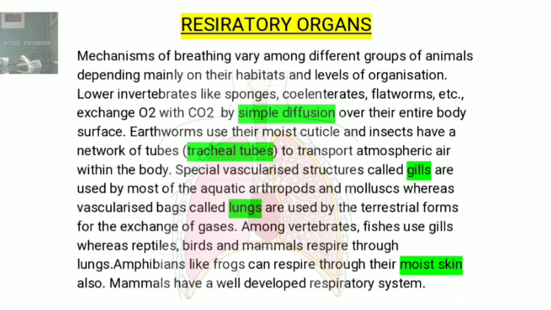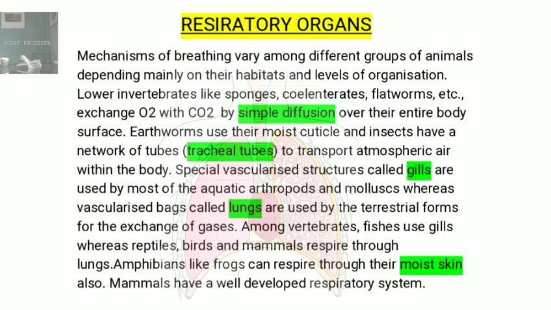Earthworms use their moist cuticle, because the earthworm lacks specialized breathing devices. Therefore, in earthworms, respiratory exchange occurs through moist body surface into their bloodstream. Insects have a network of tubes called tracheal tubes to transport atmospheric air within the body. Insects are included in phylum Arthropoda. The respiratory organs of Arthropoda are gills, book lungs, or tracheal system.